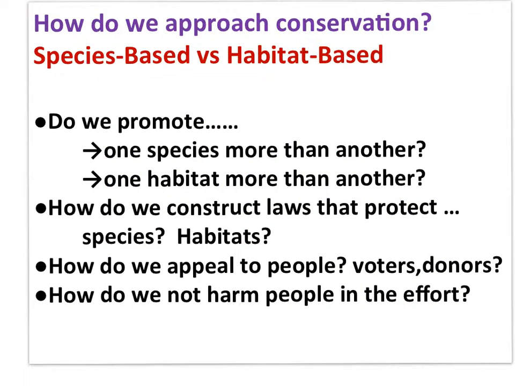Let's back up just a bit from the IB syllabus statement on the last slide to ask, how do we approach conservation? Do we promote one species more than another? Do we promote one habitat more than another? How do we construct laws that protect species, that protect habitats? How do we appeal to people, the voters, the donors? How do we not harm people in the effort?